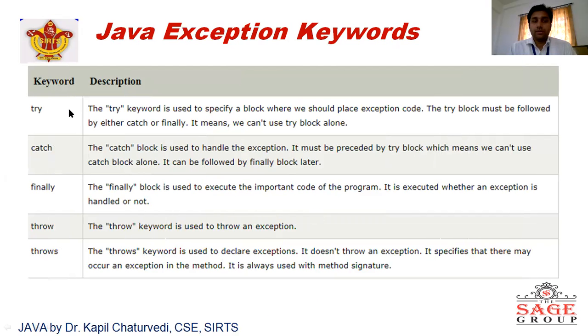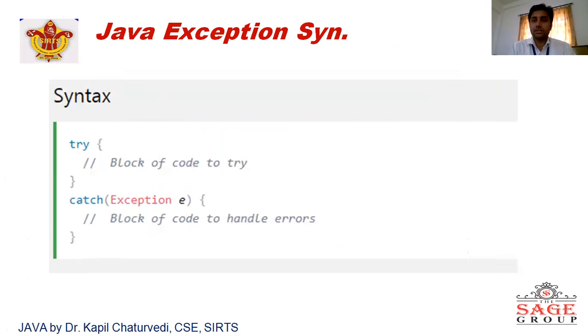So there will be some keywords which will be used in that exception handling mechanism: try, catch, finally, throw, and throws. The try keyword is used to specify a block where we should place exception code. The try block must be followed by either catch or finally. It means we can't use try block alone.